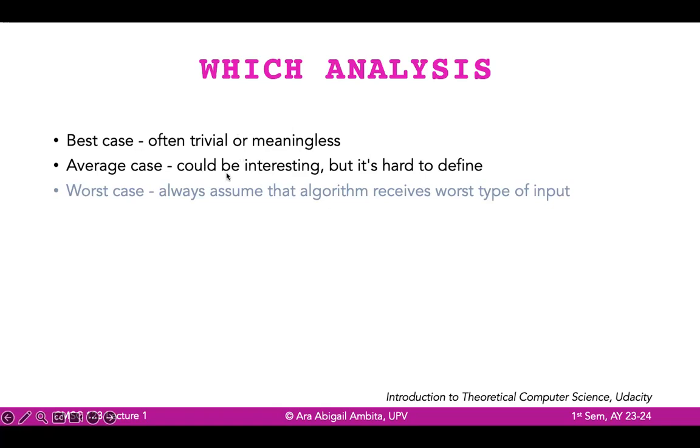The average case receives the average input and gives us the average time. It will be interesting, but it is actually hard to define what an average case indeed is. While the worst case analysis always assumes that the algorithm receives the worst type of input. And this is the most common way of analyzing algorithms. Okay, and this is the best way to assess whether an algorithm is indeed efficient.